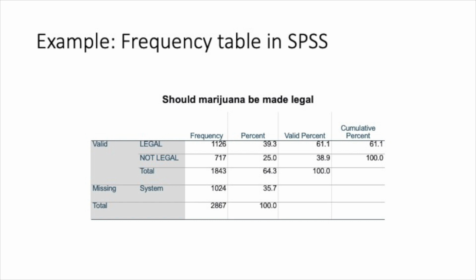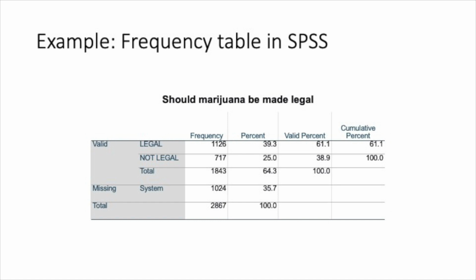Now, this isn't especially useful because usually we move on to look at only the valid percentages, so those who have actually answered the question, and that's where valid percent comes from. Now it's only looking at those 1,843 participants who answered this question, and it's breaking those down into percentages. So we see that 61% among those who answered this question said marijuana should be made legal, and 39% said it should not. Now the last column here is cumulative percent, which really isn't useful in this example because we only have 2 categories. But let's say we had several categories.